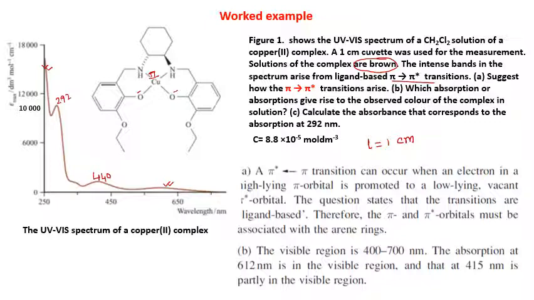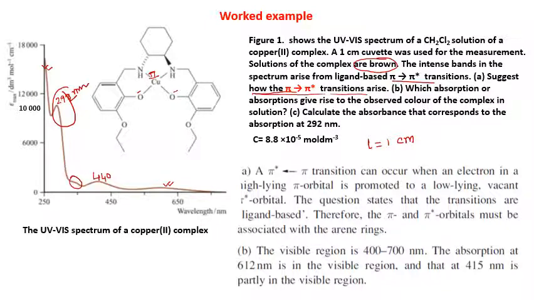You can see that among these transitions there is also a shoulder. So you can clearly understand that among all these transitions, this band is the most intense band. The 292 nanometer band is the most intense band, and this band is actually arising from the ligand pi star transition. It's given in the question paper. Now the question asks how the pi star transition arises.